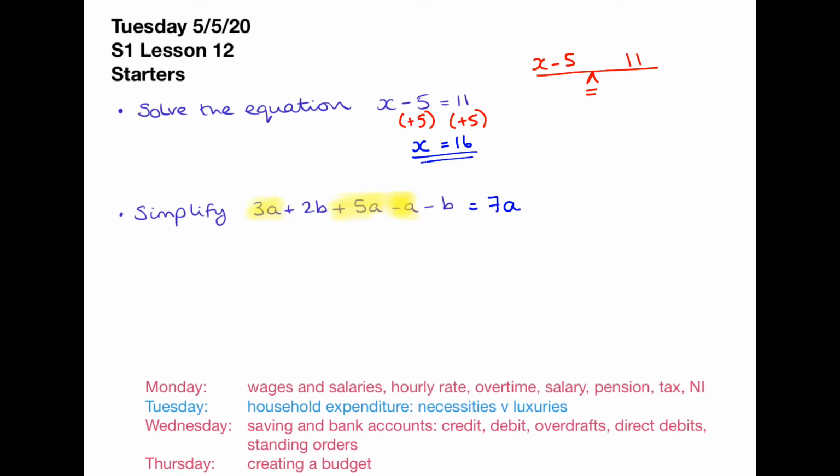Okay, then having a look at the B's, we can see that we've got a positive 2B here, take away 1B there, so altogether we've got 2B, take away a B, so that just leaves us with 1B, but we don't write the 1 in front of the B because we know if it says B that it means 1B. Okay, so just quick little starters for us today.